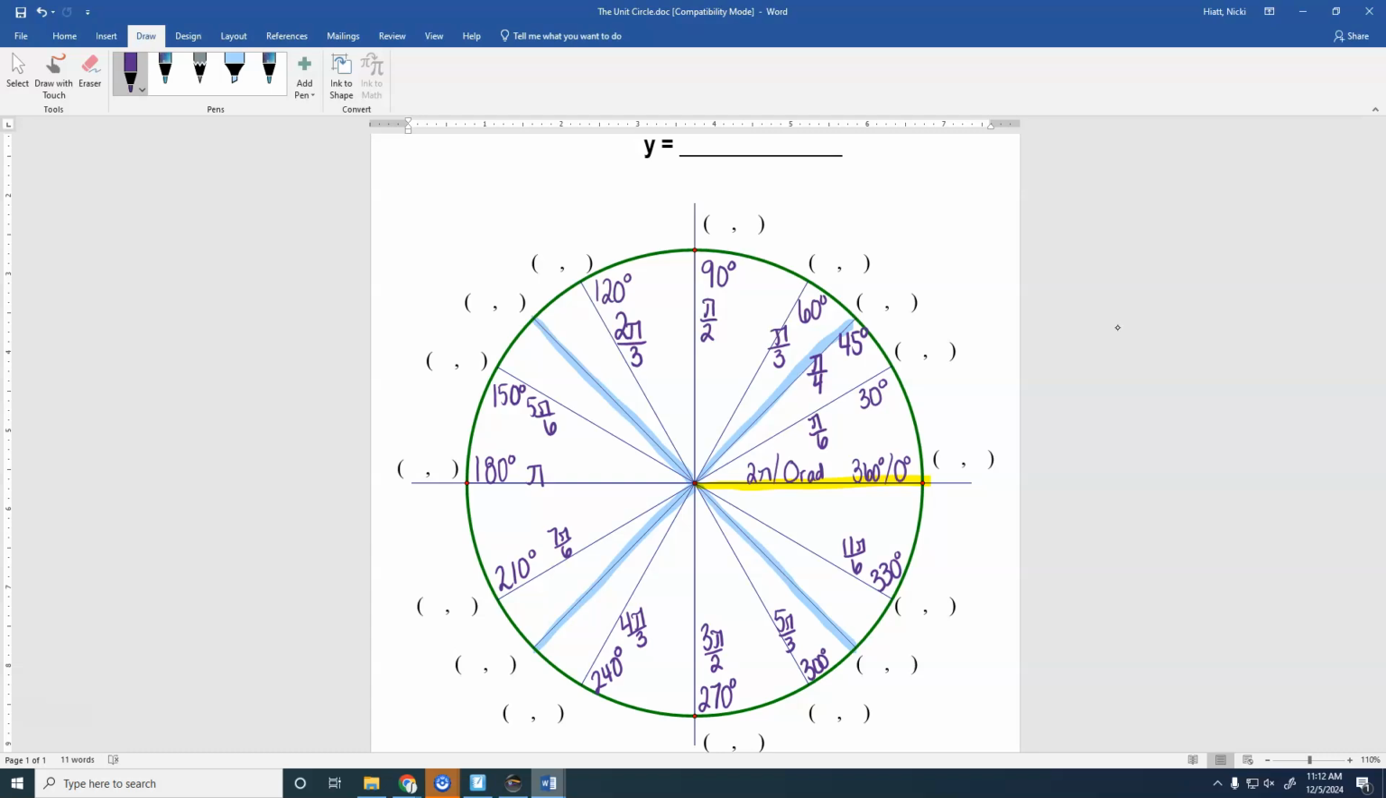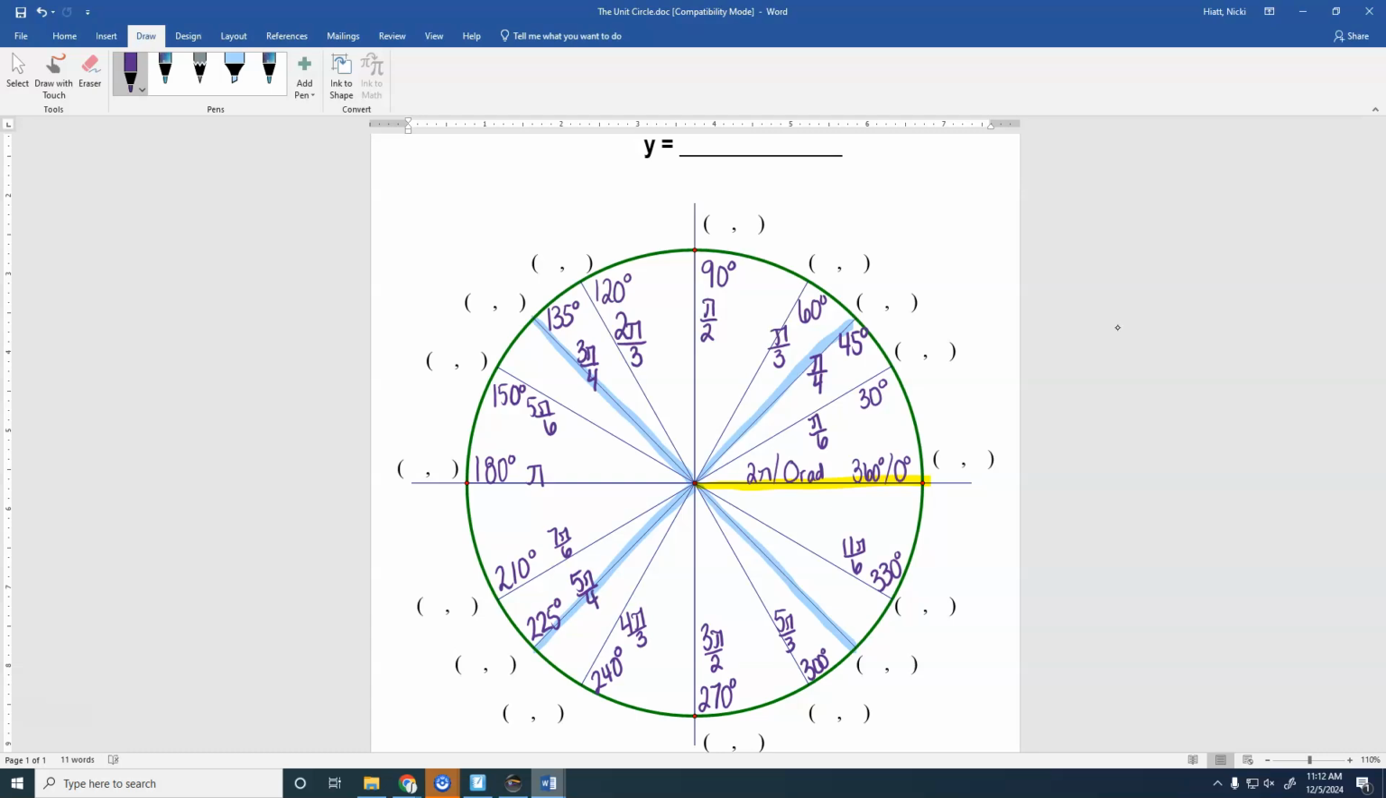Halfway between 120 and 150 is 135. The fraction that goes with this is 3 pi over 4. For halfway between 210 and 240, that's 225. And that one's going to be 5 pi over 4.